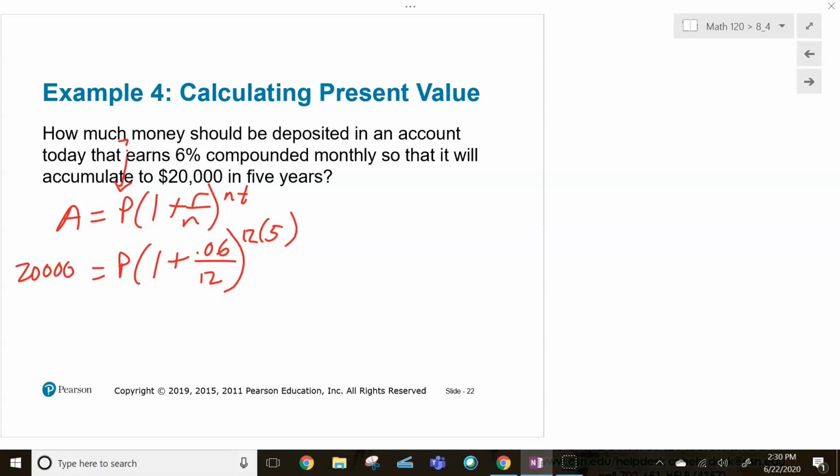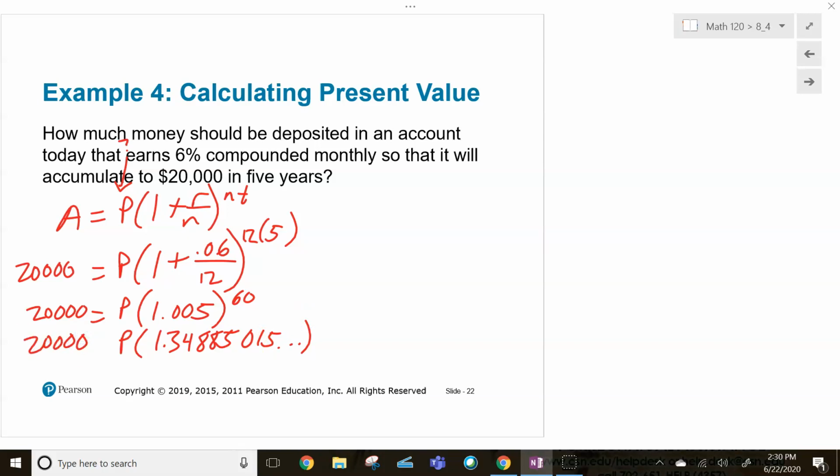Well, 0.06 divided by 12 is 0.005, and then I add it to the 1, so I got 1.005 to the 60. So now I take it to the 60th power. I got 1.34885015, and so on.